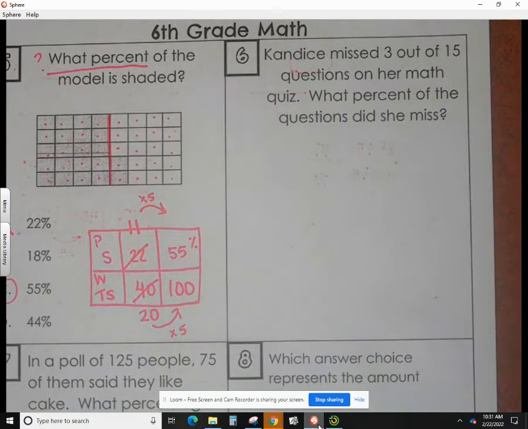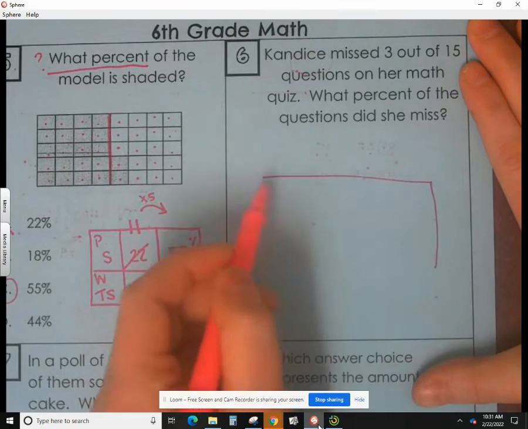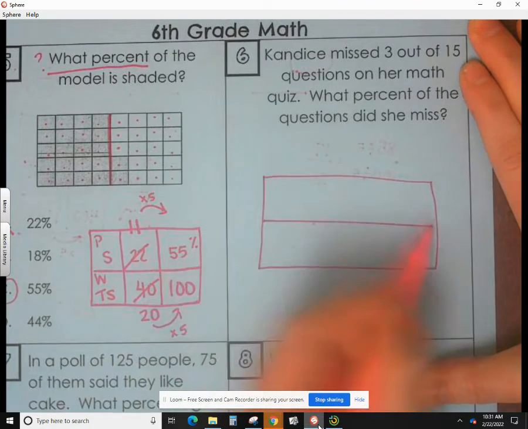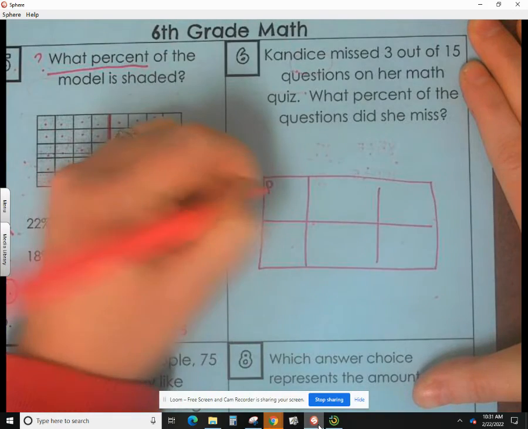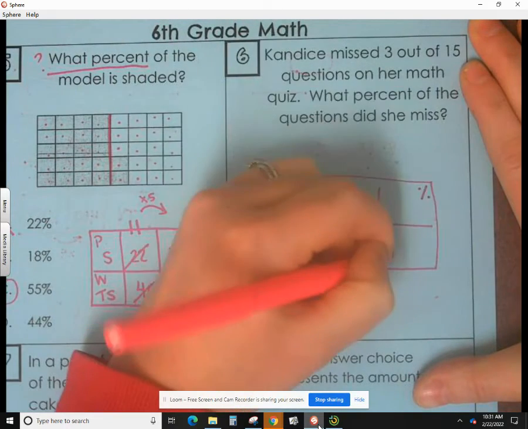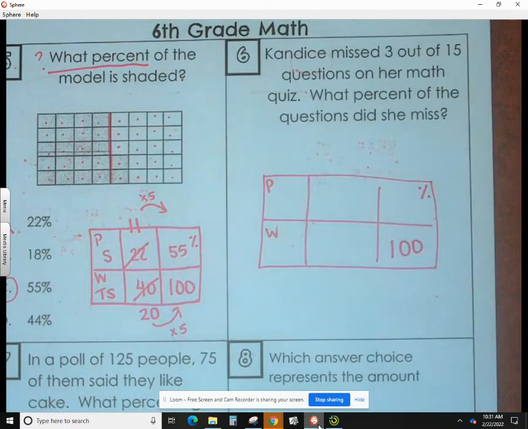Next question, Candace missed 3 out of 15 questions on her math quiz. What percent did she miss? Okay, so you don't technically have to have a percent box for this one because they gave us a fraction and you could just turn that fraction to a percent.